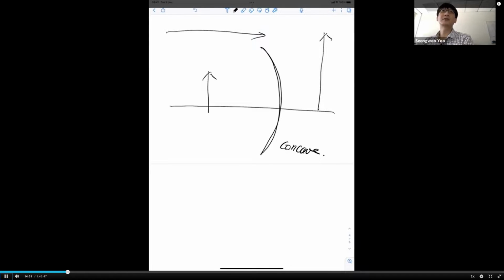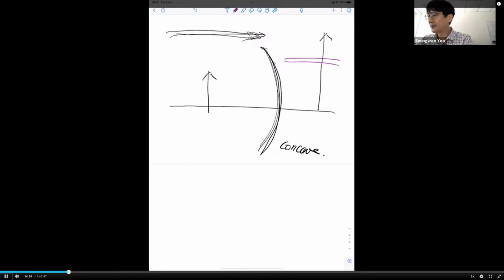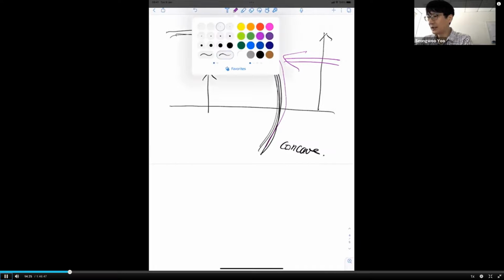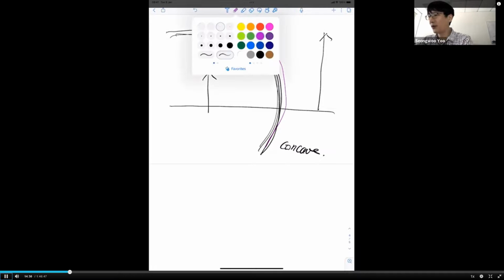This is called concave because the light travels from the left to the right. So this surface, this curvature, is concave with respect to this light direction. If the light travels from right to left, then this curvature must be called convex. All right. So here, because in our sign convention the light travels left to right, therefore this is called the concave mirror.